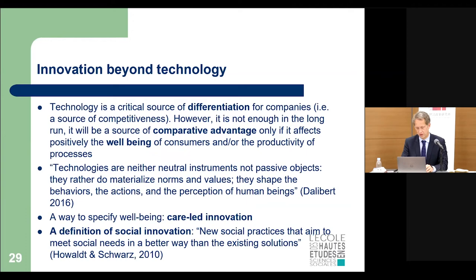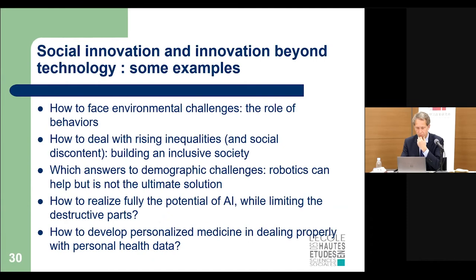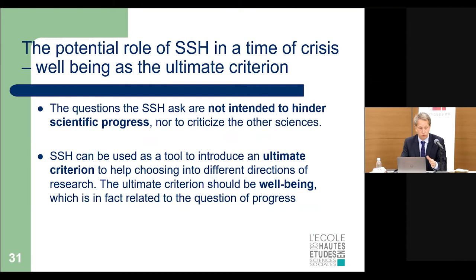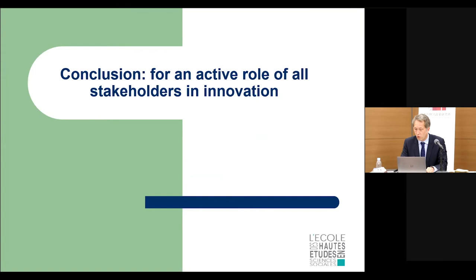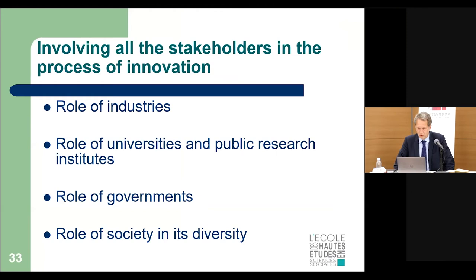I will not have time to develop the example I prepared regarding the role of society in environmental innovation, and the role of society in dealing with demographic challenges. I want to emphasize the role of social sciences and humanities in helping us put the criterion of well-being at the center of the process. So, as a conclusion, I would like to promote an active role of all stakeholders in the process of innovation: of course industries, universities and public research institutes, government, but also society in its diversity. Thank you very much for your attention.